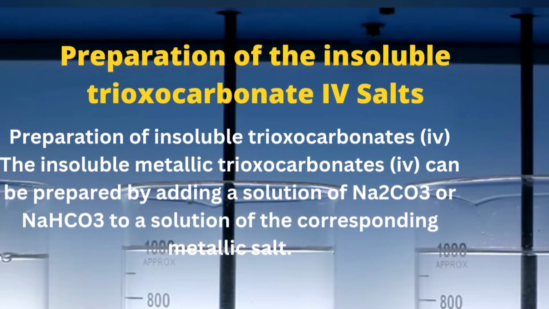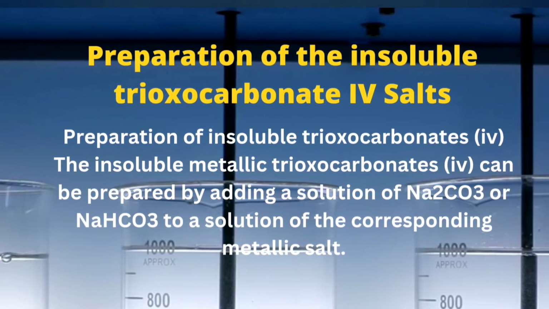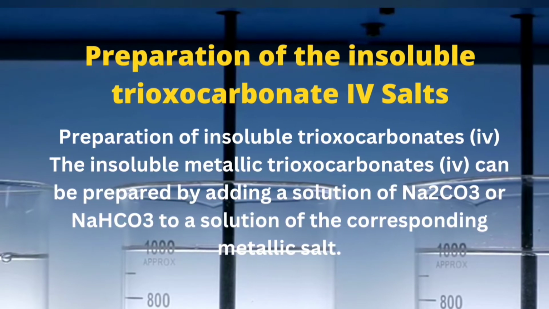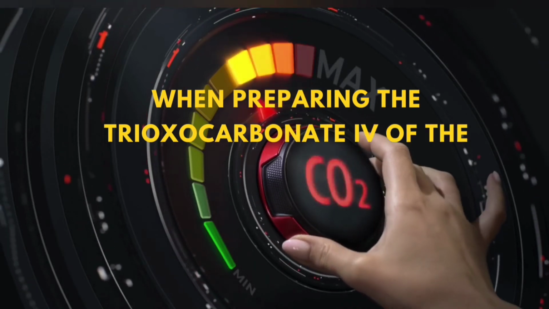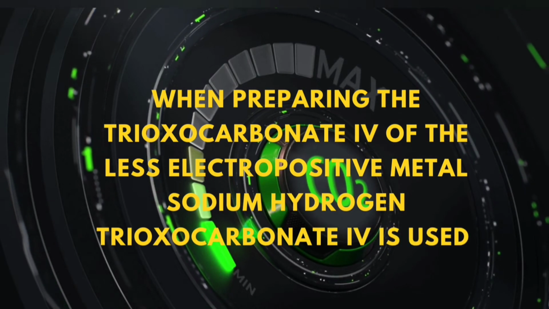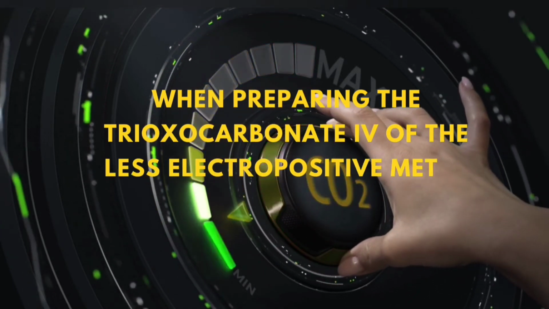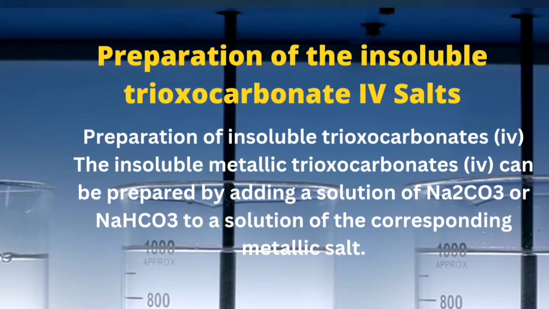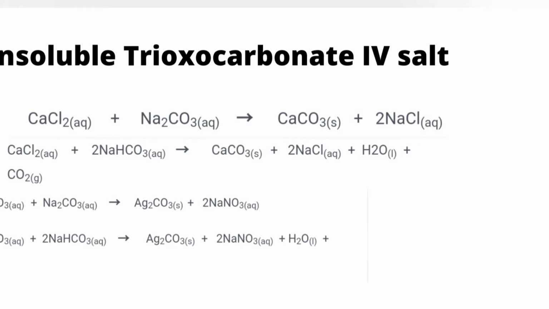Preparation of the insoluble trioxocarbonate 4. Now the insoluble trioxocarbonate 4 are prepared by a method of precipitation. We use either sodium trioxocarbonate 4 or sodium hydrogen trioxocarbonate 4 to precipitate the corresponding metallic salt. Now it is important to note that when we want to prepare those insoluble trioxocarbonate 4 of metals that are below hydrogen in the electrochemical series, we make use of the sodium hydrogen trioxocarbonate 4 because of the reactivity. Otherwise it will be precipitating the same substance with the hydroxide of the metal, which is not what we want.